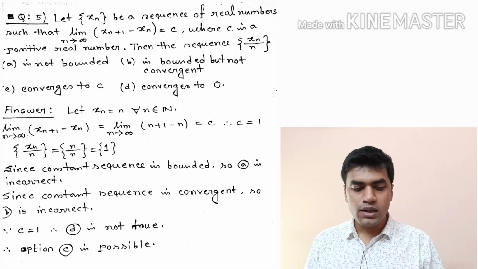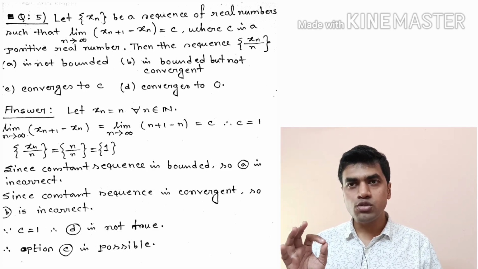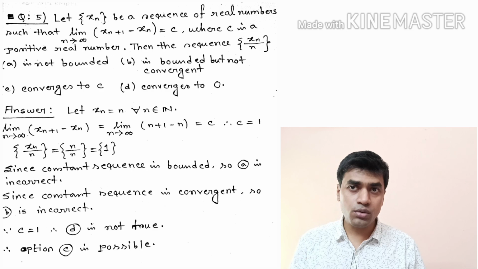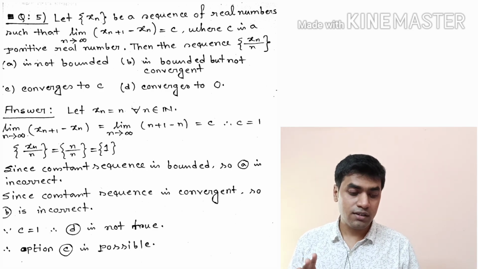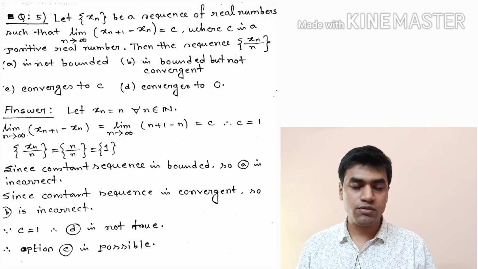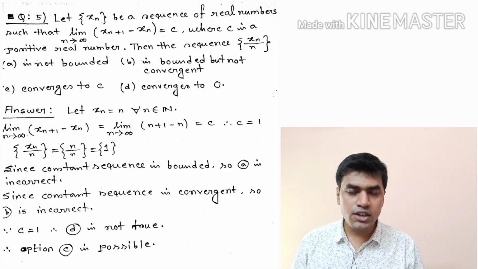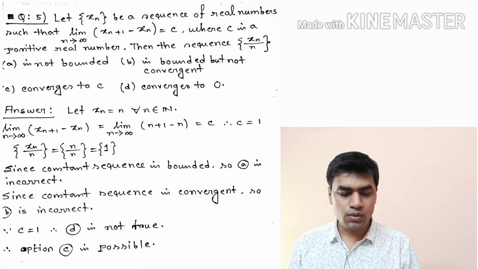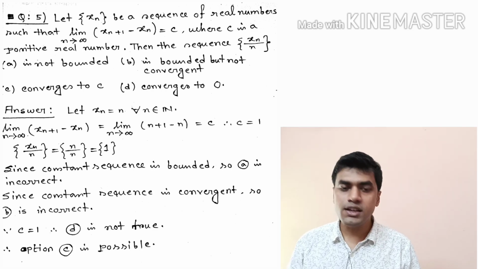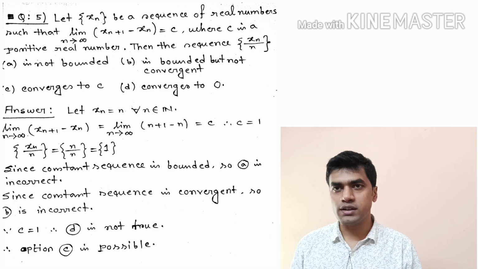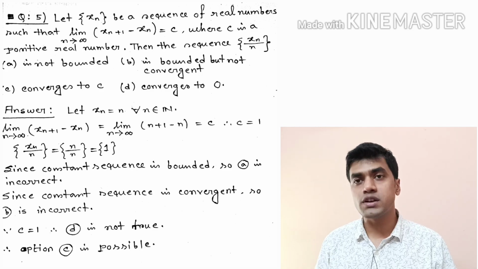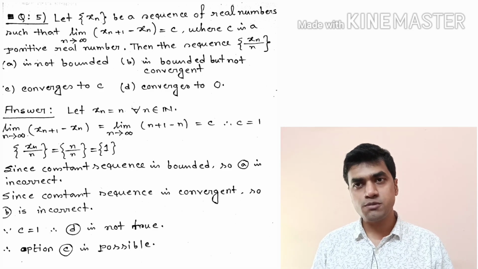Now it is very simple. Let xn equal n. Here you have to remember this fact: take xn equal to n. Then the limit as n tends to infinity of xn plus 1 minus xn becomes the limit of n plus 1 minus n, which equals 1. Here c becomes 1. And the xn by n sequence becomes the singleton set 1. Since a constant sequence is bounded, the sequence is bounded, and it is also convergent. A constant sequence is convergent as well as bounded.